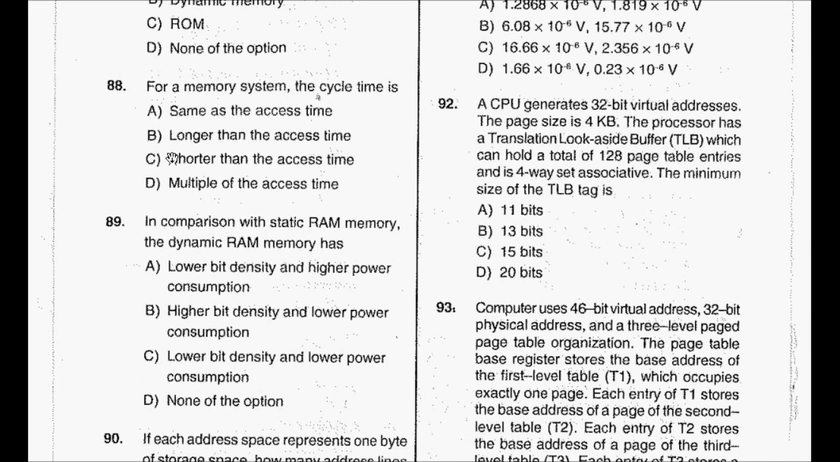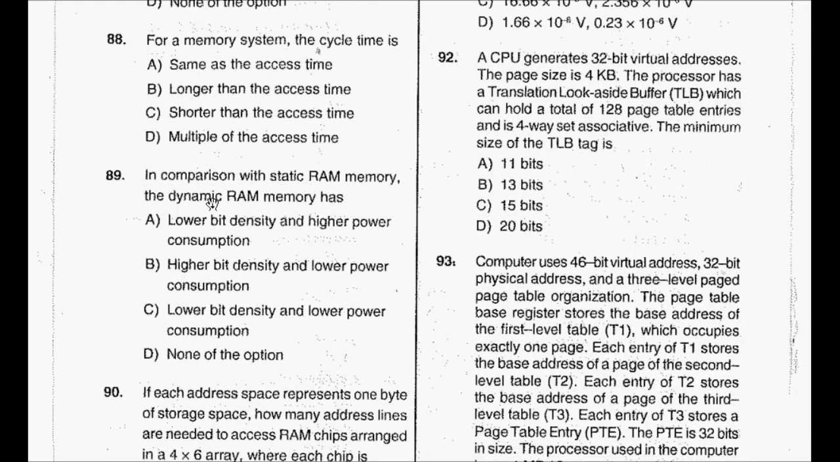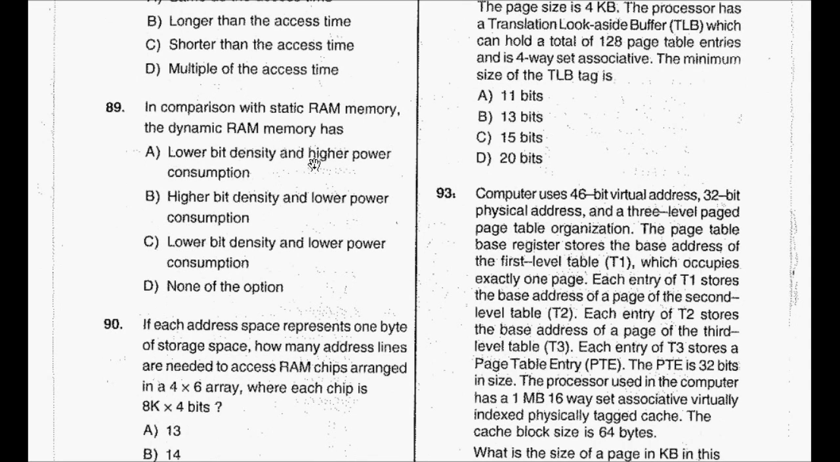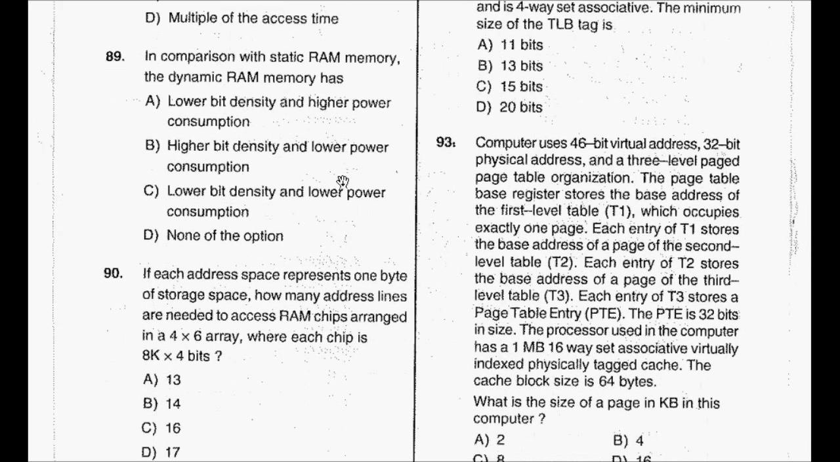Okay, the option B. In comparison with static RAM memory, the dynamic RAM memory has, so it's a peculiar feature, so it has to be studied and read well. Dynamic RAM memory is a refreshing kind of memory, where things have to be dynamically updated. So it has a higher bit density, while at the same time low power consumption, because it is constantly going on and off. Okay, so it's saving some power at that time.